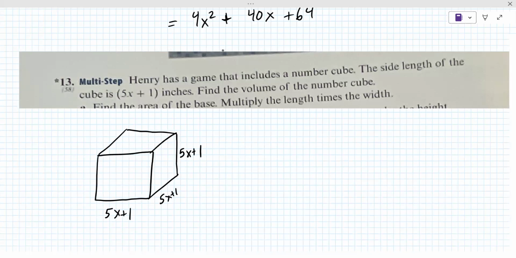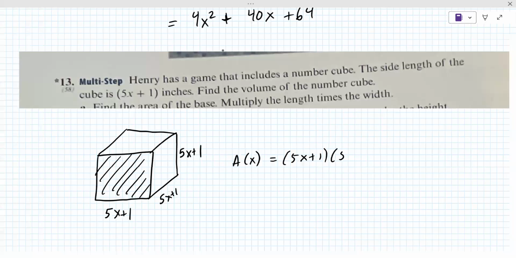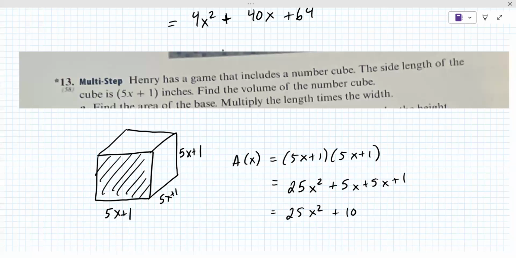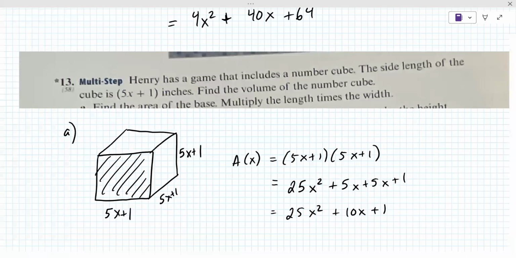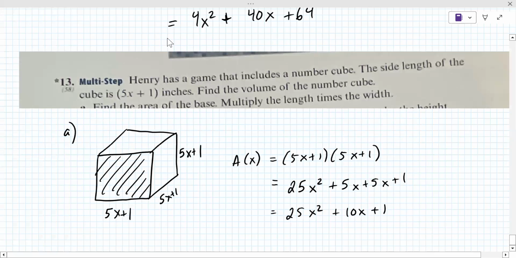So to do this, you have to find the area of one base, like this front face right here, call that the base. That's 5x plus 1 times 5x plus 1. So this is another FOIL problem. This is 25x squared plus 5x plus 5x plus 1, 25x squared plus 10x plus 1. Okay, but that's just part A. Part A is to find the area of the base. So we've done that.